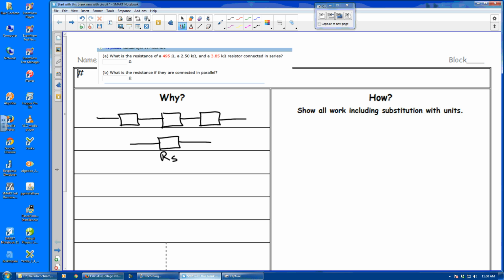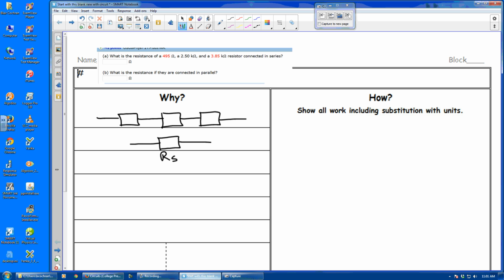The most common mistake here in this one, and probably in 4 also, is if you don't pay attention to your units. People say, oh, I've got a 490 resistor, a 2.5, and a 3.85. And they won't pay close attention that it's 495 ohms and 2.5 kilo ohms. And they won't convert them all into either kilo ohms or ohms. I would convert them all to ohms so that you have your answer in ohms.